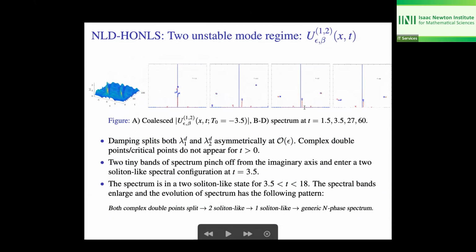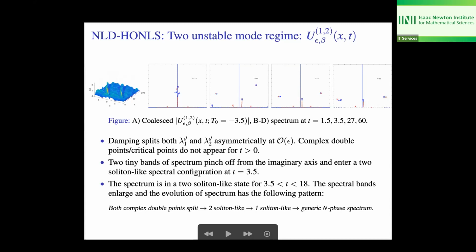Okay, and so our last example is the case of the coalesced two-mode SPB U12, and again you have the two complex double points initially, and now since it's a two-mode SPB, both lambda1 and lambda2 are split asymmetrically, and in this case, neither complex double points nor complex critical points appear for t greater than 0. And so these two tiny bands, these are even smaller than you saw in the previous case.